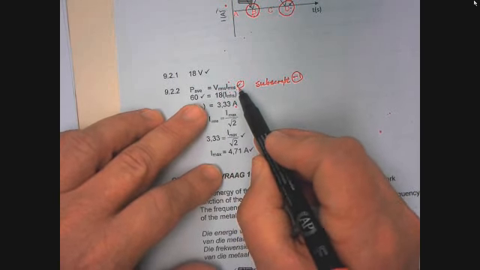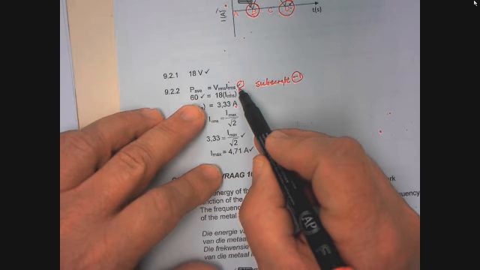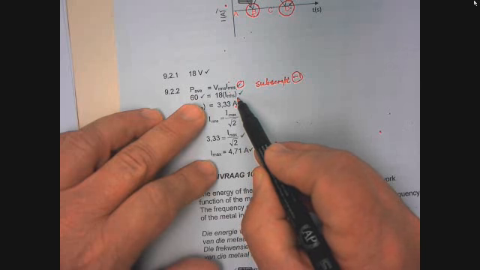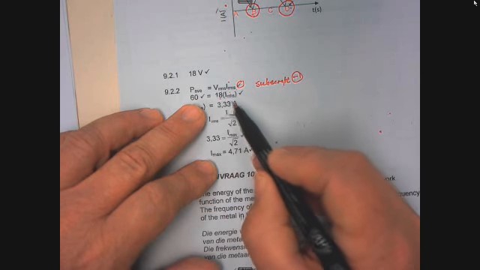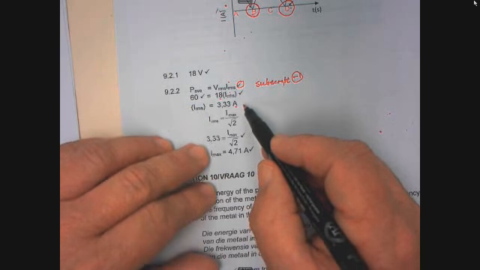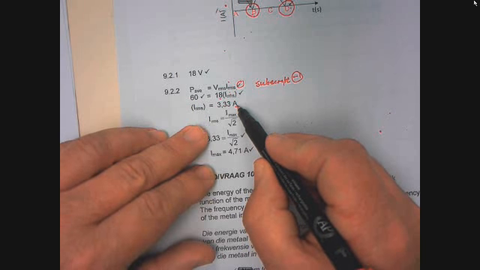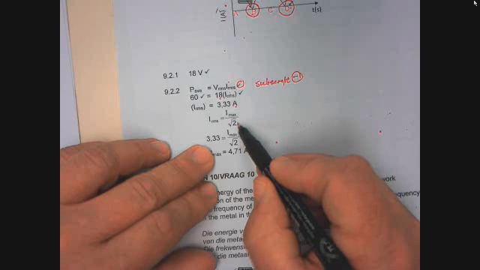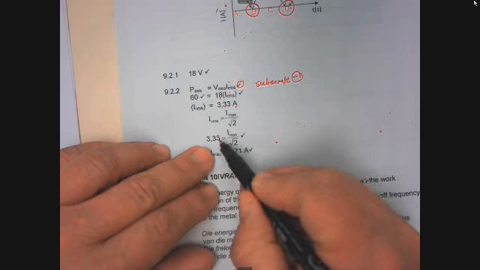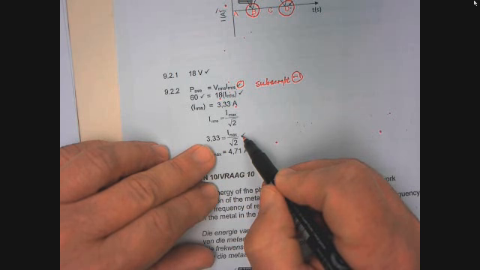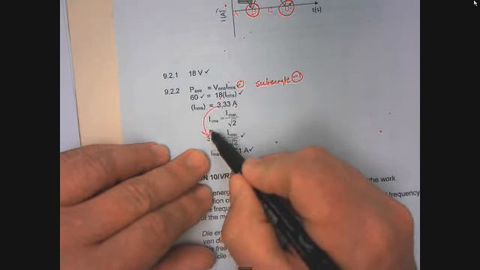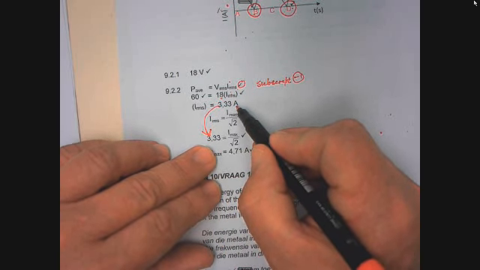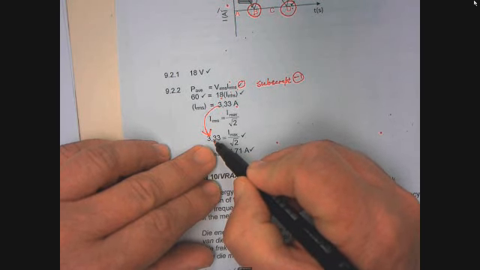Right, then 1 mark for the formula P average equals VIRMS, and then 1 mark for the 60 watts, and 1 mark for substituting the 18 volt. No mark for the answer. Then for calculating IRMS as I max over square root 2, 1 mark for substituting the 3.33, the value calculated here, and again the same principle. If you have calculated that value wrongly, but it is substituted in here, you will get the mark.